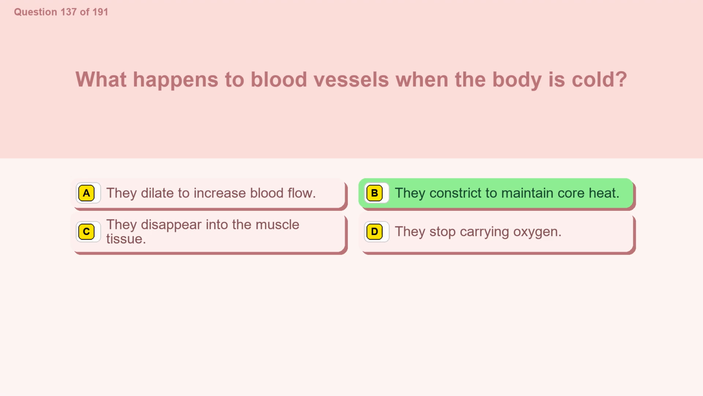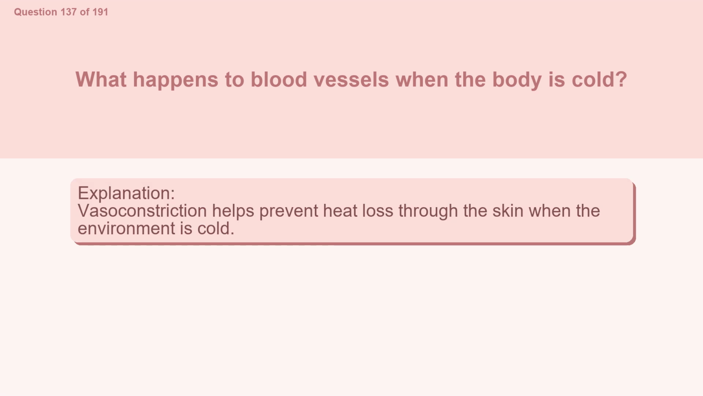The correct answer is option B. They constrict to maintain core heat. Vasoconstriction helps prevent heat loss through the skin when the environment is cold.